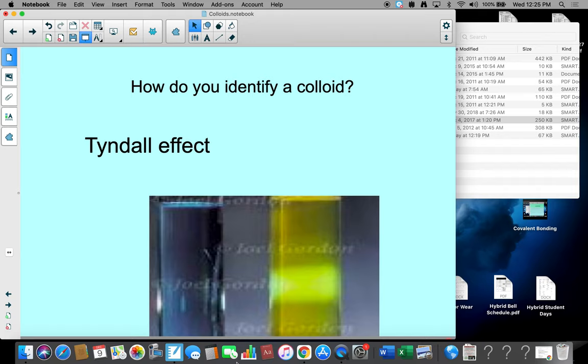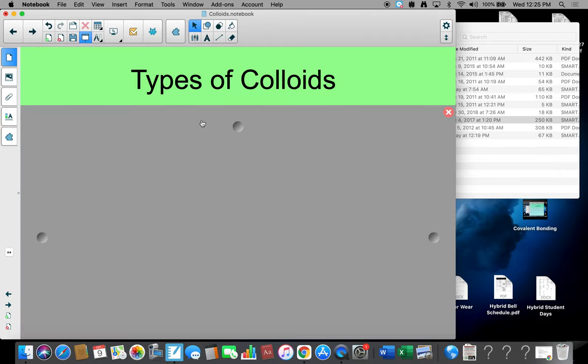That's the Tyndall. That little beam you see in the middle of any kind of a colloid is how we identify it. All right, now, types of colloids.